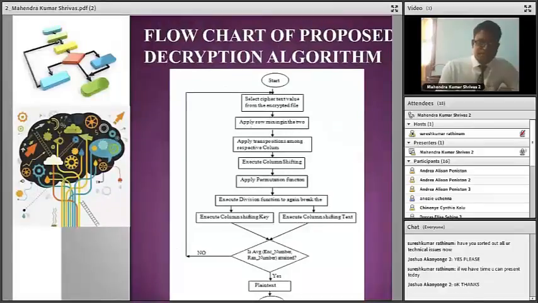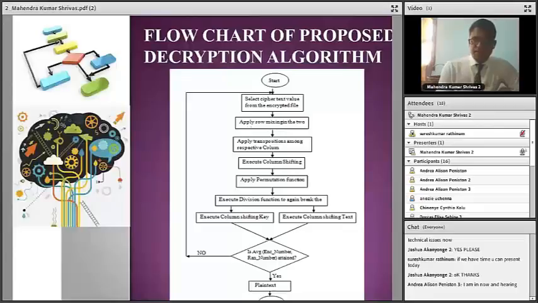Once the ciphertext is there, we can send it to anybody, using a network or the internet, and in between, if some hacker is able to take that ciphertext, they will not be able to understand it. So that is the whole concept behind it.